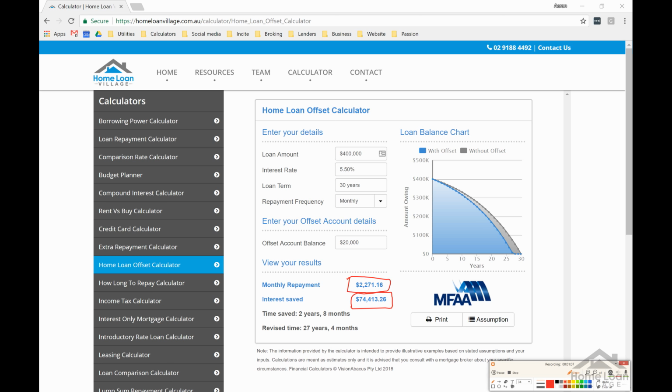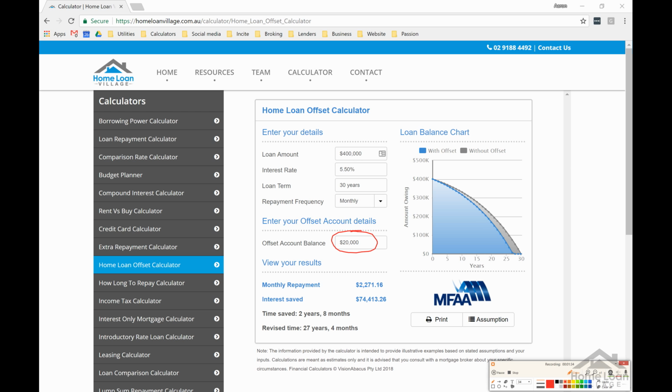Okay, so if you look up here, loan amount, so we assume what we've already got in the calculator as a default 400,000, interest rate 5.5, which is fairly high at the moment. Maybe when you're watching this, maybe it's back up at that sort of region. Loan term of 30 years, pretty standard. Repayments monthly, pretty standard. And so what we can see here is the offset account balance. So 20,000.